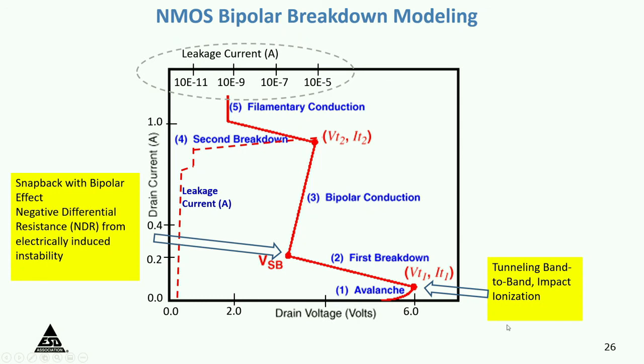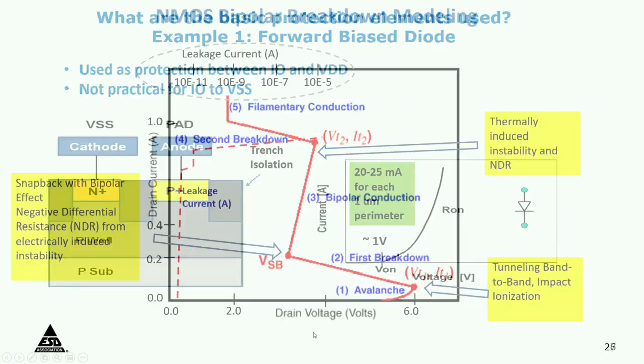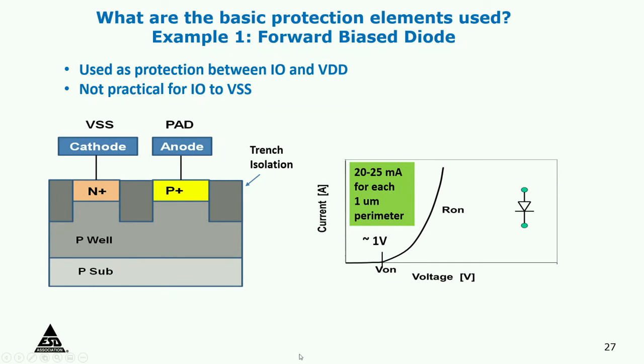So there is a lot of physics involved here: tunneling, band to band, snapback. What is this negative? You see, this is a negative differential resistance. These can all be modeled and understood through the bipolar physics of these transistors. So that is a MOSFET that can become a bipolar device.